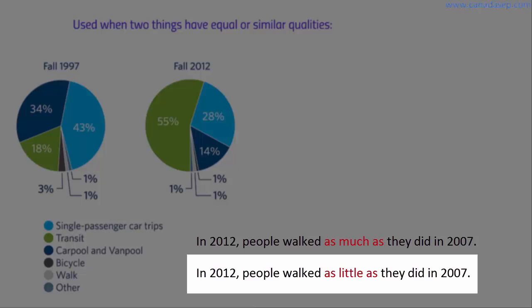Take a look at my sentence again. In 2012, people walked as little as they did in 2007. People walked. They did.